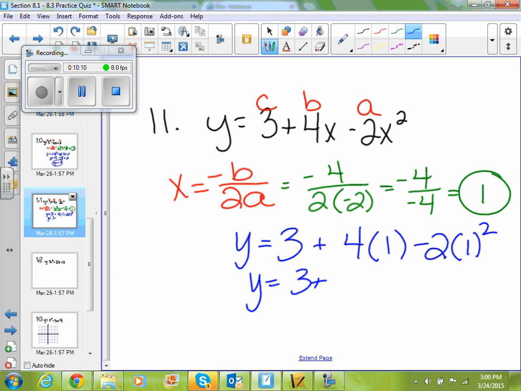What's 4 times 1? 4. What's 1 squared? 1. 1 times 2 is 2. So y equals 3 plus 4 minus 2. And what's 3 plus 4 minus 2? 5.